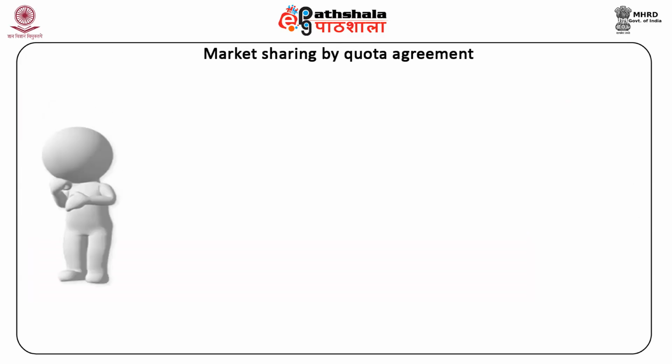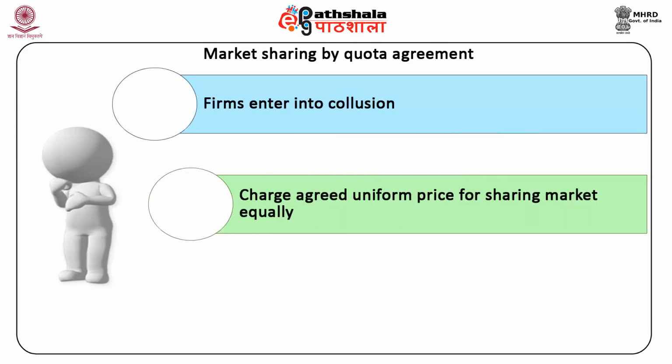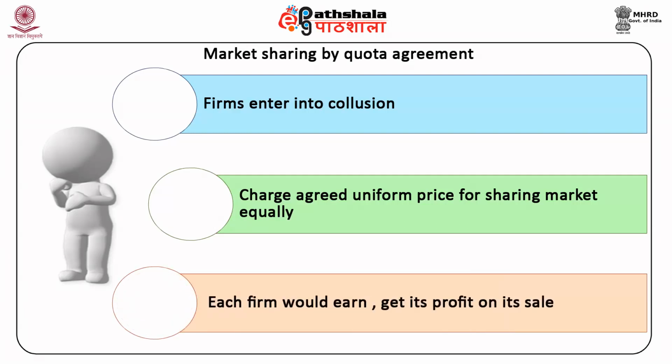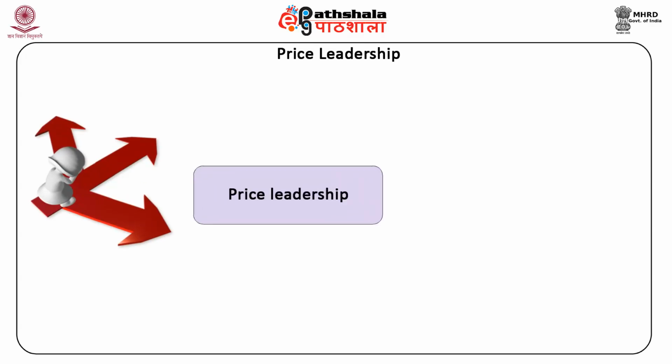Under market sharing by quota agreement, all firms in an oligopolistic industry enter into collusion and charge an agreed uniform price for sharing the market equally among them, so that each firm would earn and get its profit on its sale. Let us begin our discussion on price leadership now.